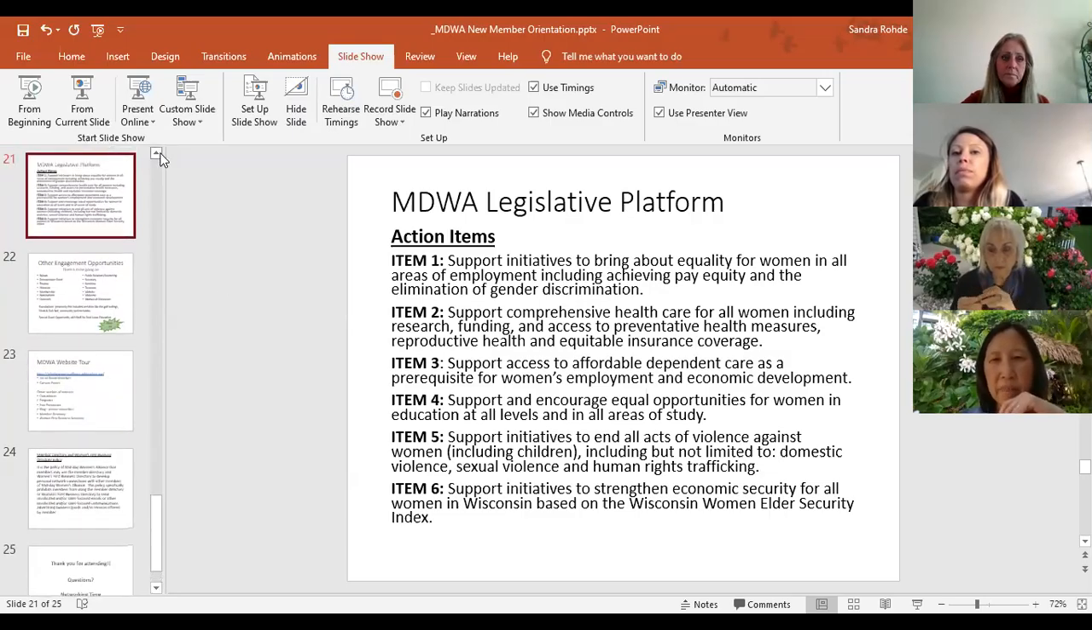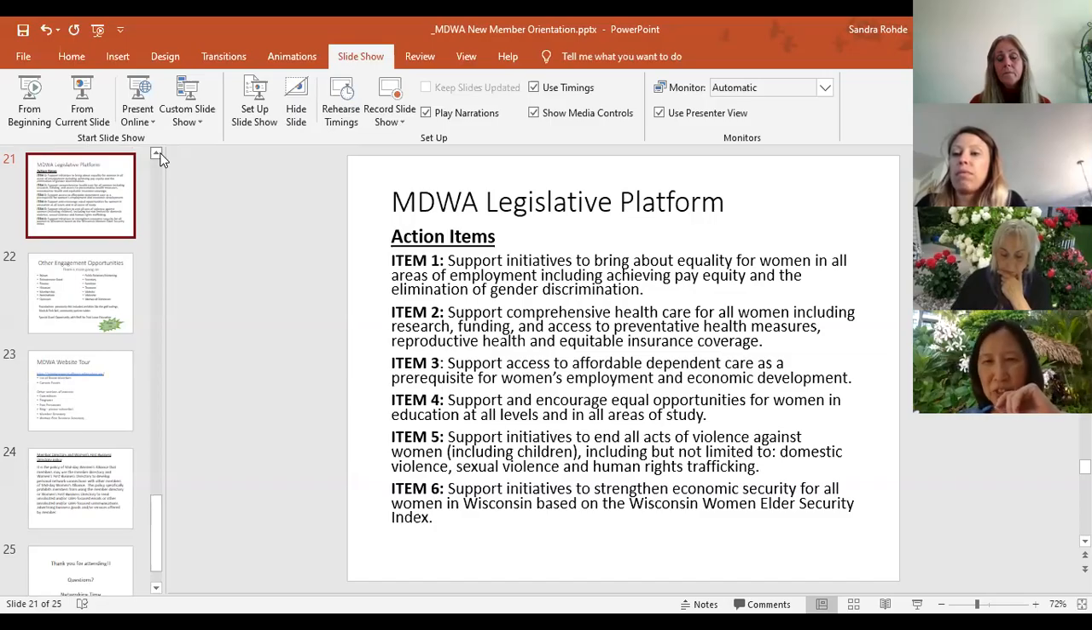So then just to close out what's in our platform, to me, since I went through a time and I'm still struggling with being able to afford health insurance, health care for women is really essential to be able to work, to be productive. And reproductive health care is part of this platform item. As Sandy just mentioned, being able to have access to good, affordable dependent care is critical.